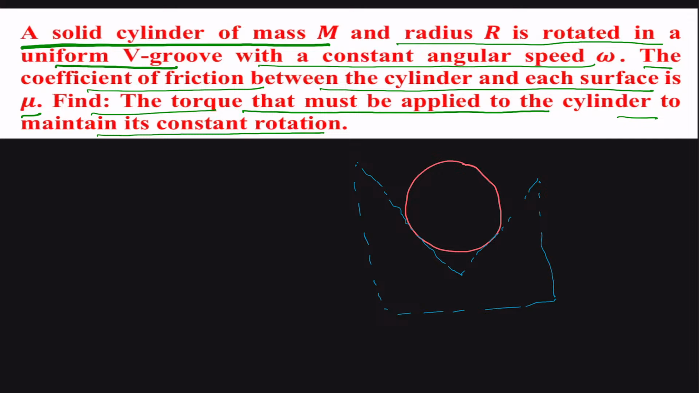And it is rotating with some angular speed. Let us assume that it is rotating in this direction with the angular speed of omega, and its radius is given as capital R. So this is our radius, and its mass is given as capital M.